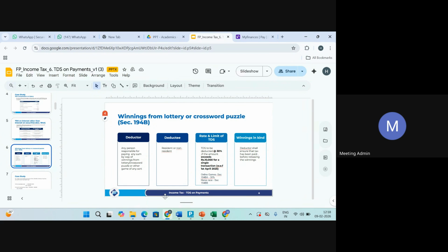And for winnings in kind, the deductor shall ensure that tax has been paid before releasing the winnings. Before releasing the winnings, the deductor has to deduct the tax amount, and the rest of the amount is what he pays to the winner.